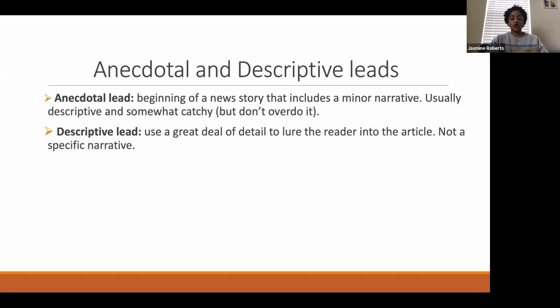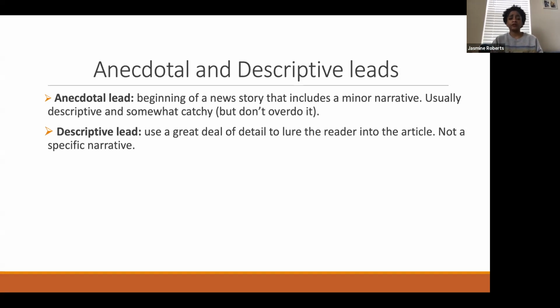So again, it's honing in on a specific experience that sets the scene to the larger story that we're describing in our feature lead. It can be a specific quote. It can be about, again, a specific day that took place in this person's life. So again, it's more narrative based and more specific.